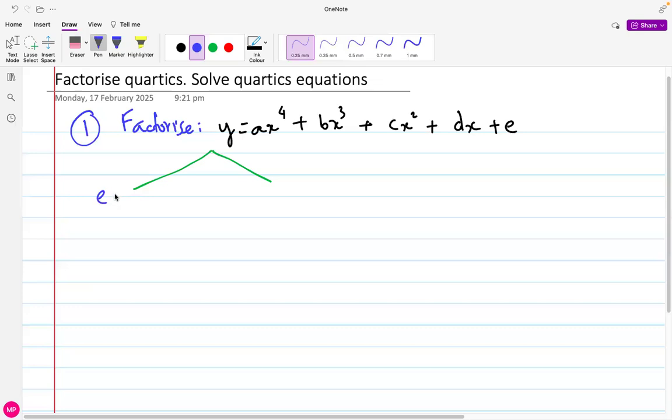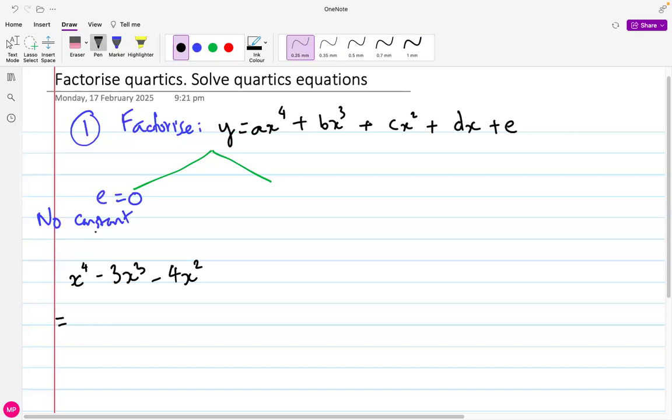So if a equals 0, so basically you don't have any constant, then you would need to take out the highest common factor. So I'll give you an example. If I have something like x^4 minus 3x^3 minus 4x^2, you can see I don't have any constant here. So what's the strategy to factorize this?